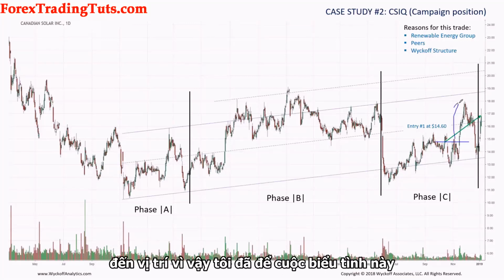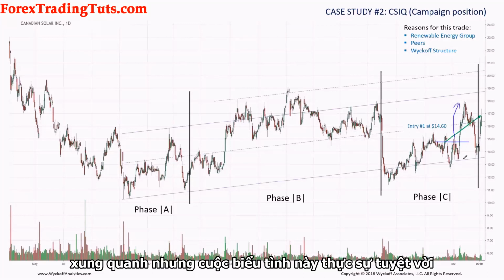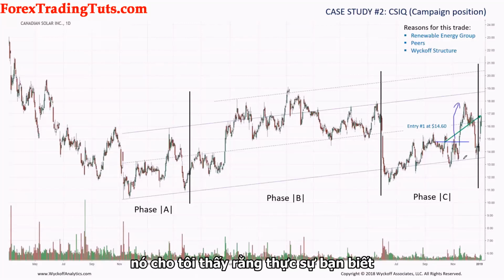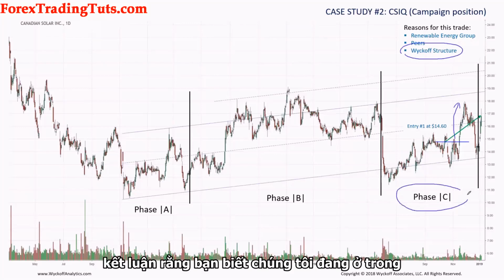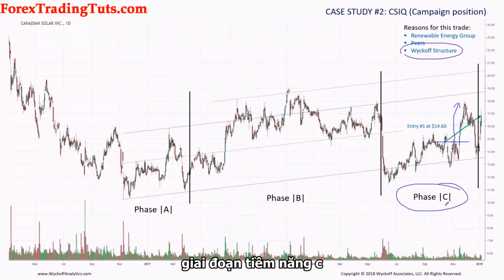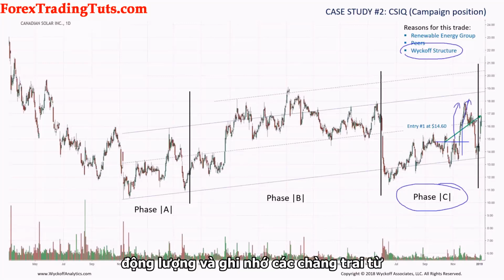So I let this rally run, but this rally was really great. It showed to me that indeed, this is the stock that is worth my attention. And the Wyckoffian structure is concluding. We are in the potential phase C, and we have the rally that has a lot of momentum. And remember, guys, from conventional technical analysis, momentum always will precede price.